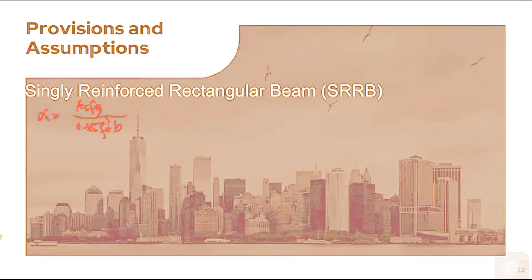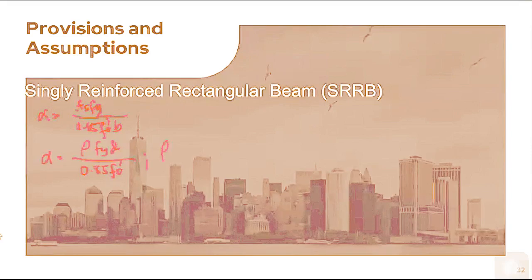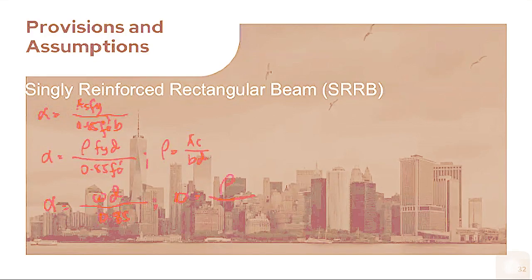Also, alpha equals your rho Fy D all over 0.85 Fc prime, because rho is equals to As over BD. So this is in terms of your rho. Also, alpha is equals to rho Fy over Fc prime. So depende sa given.